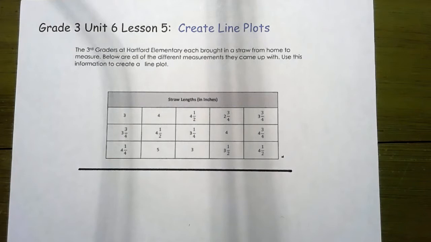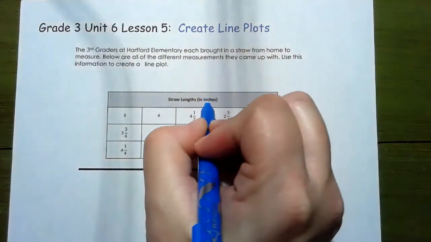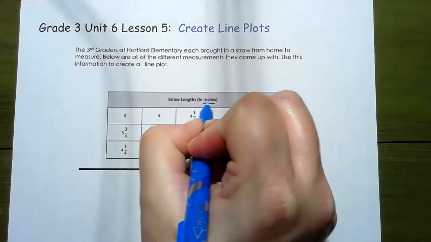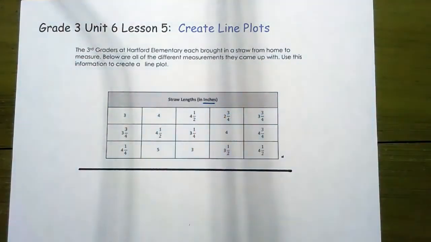The first thing we might want to record on our line plot is, how are the straws measured? How were the straws measured? That's right, they were measured in inches. We're going to want to remember that unit. And do you remember what tool helps us measure in inches? Say it out loud. That's right, a ruler.